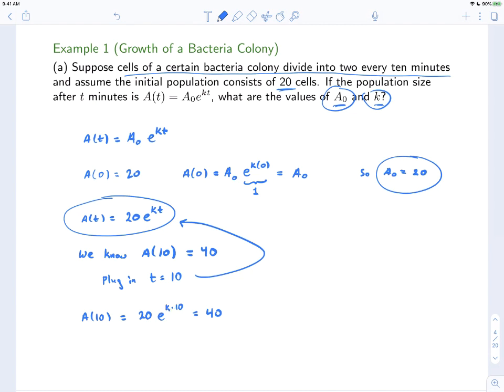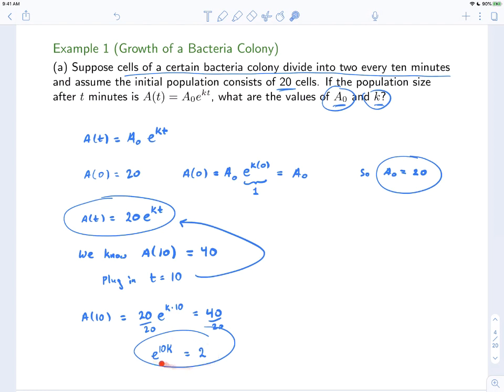Now our objective is to solve for k. So the first thing I want to do is divide everything by 20. So we have e to the k times 10, or 10k, is equal to 40 divided by 20, which is 2. So we want to solve this equation for k. That means getting the k out of the exponent.